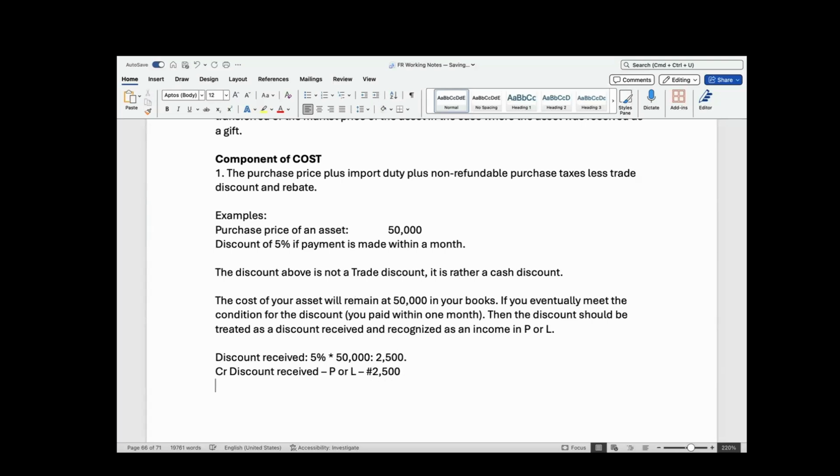Hey, let me try you guys. What do you debit? Can any of you try? For this discount received, what will you debit?